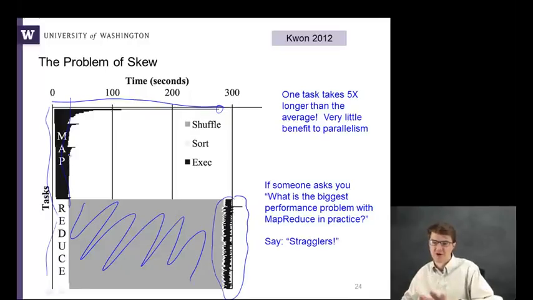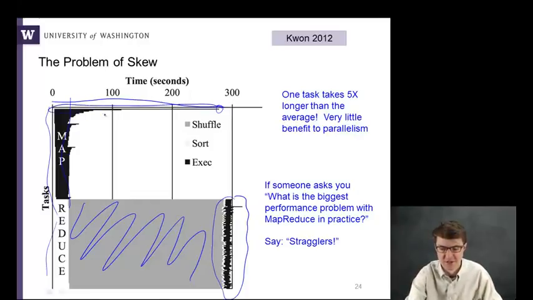One takeaway here, and I'll tell you one way to partially solve this problem on the next slide, is that if someone asks you what one of the biggest performance bottlenecks of MapReduce is, you should say stragglers or skew. Skew is more of a term for this in the database community, but stragglers is maybe a little more common. So this is a straggler task that takes a lot longer.